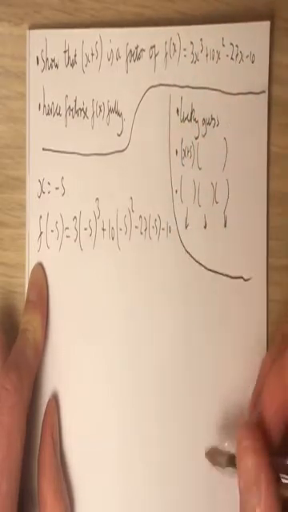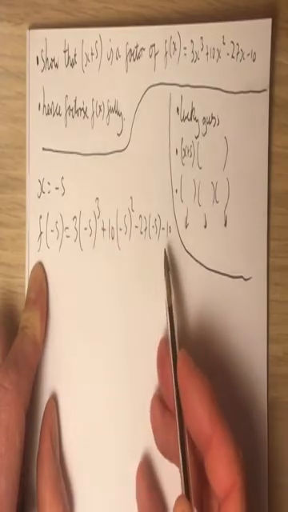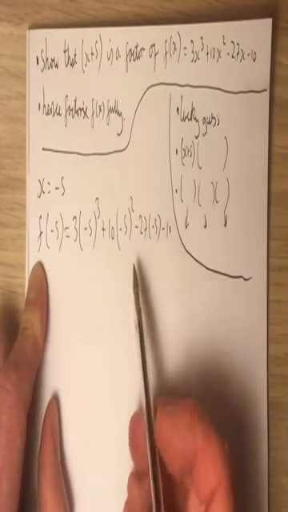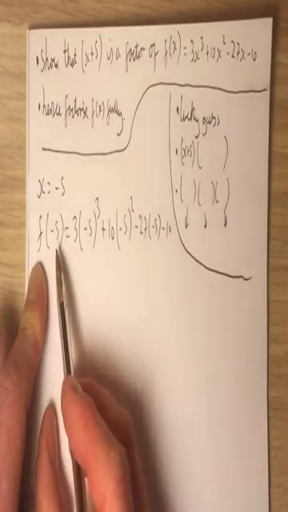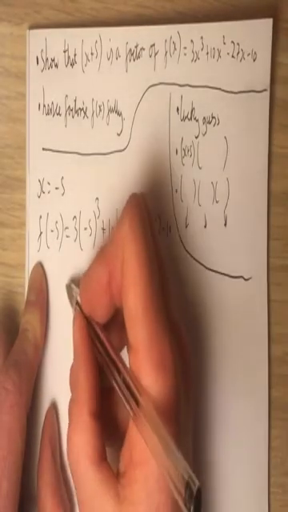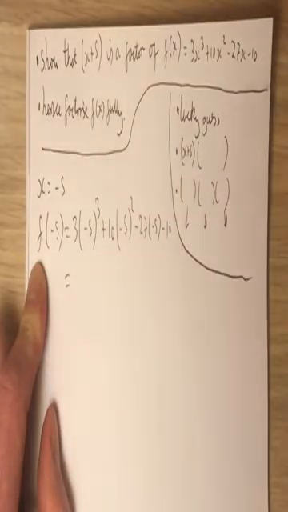So my aim is to show that all of this should work out equal to 0, and then I will know that x plus 5 must be a factor, because when you chuck in -5 for x, you get the answer 0. Because it's "show that", I've got to do a bit more detail.